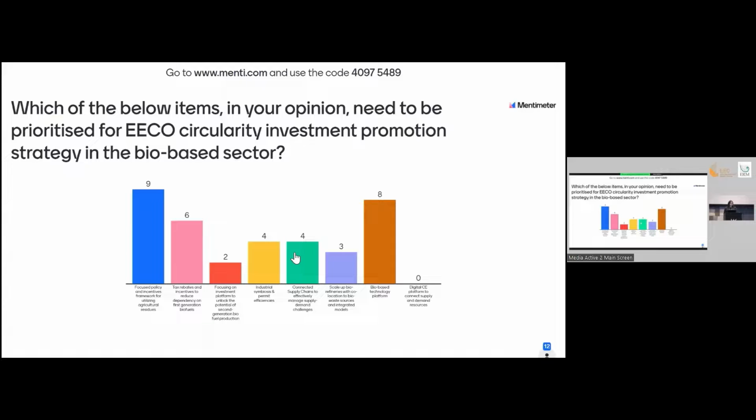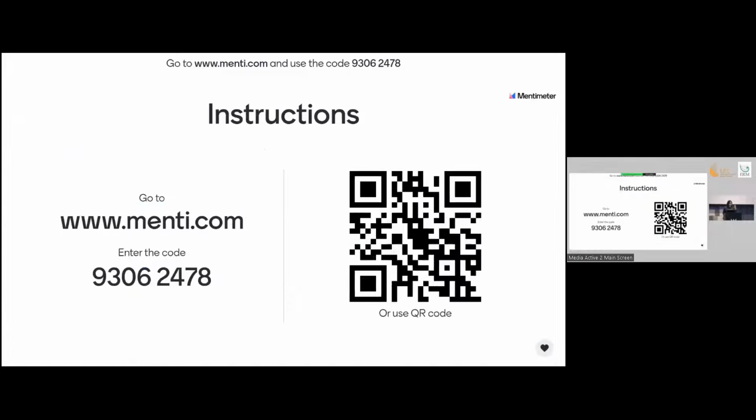Great. I think our study results are very aligned with what you think. The focused policy and incentive framework is a must-have, along with tax rebates and incentives to promote second generation biofuels, third generation, and even fourth generation, and a bio-based technology platform. With that, let's move to the next segment.